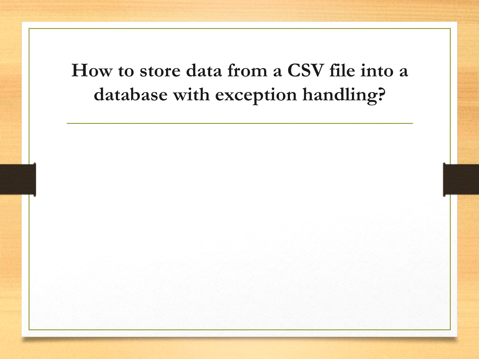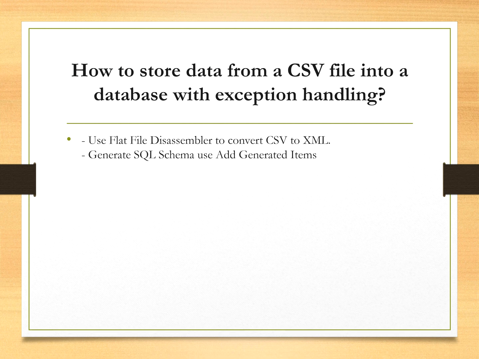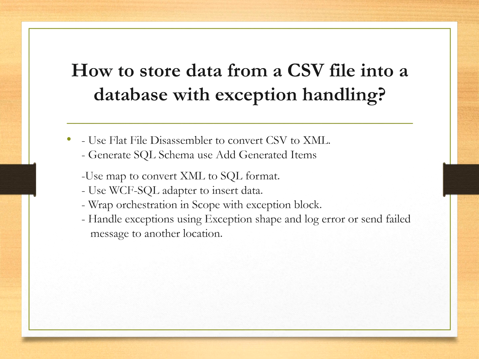How to store data from a CSV file into a database with exception handling? So use the flat file disassembler to convert CSV to XML, generate the SQL schema using add generated items, use a map to convert XML to SQL format, use the WCF SQL adapter to insert data, wrap the orchestration in a scope with an exception block, handle exceptions using the exception shape, and log the error or send a failed message to another location. Let's continue.